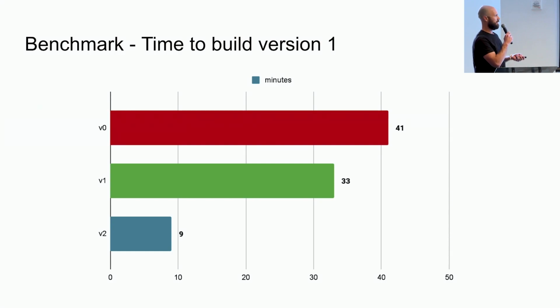Okay, so first one, kind of boring. This is just the time it takes to build version 1. Not much to say about it, although you can see V2 is already pulling away. So quite a bit faster. 9 minutes to ingest those 40 million gets and sets, or just sets. And then V1 is faster than V0. So faster is better, right?